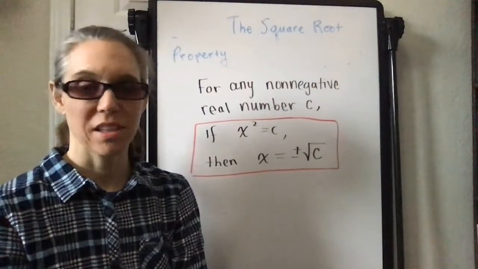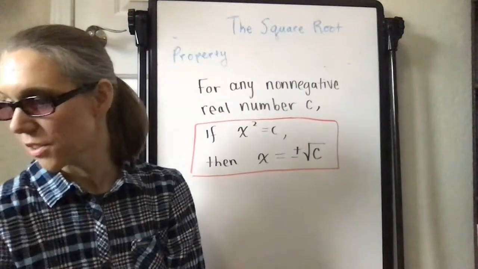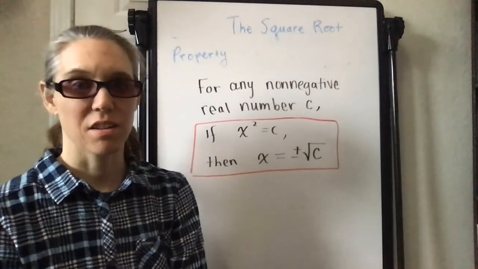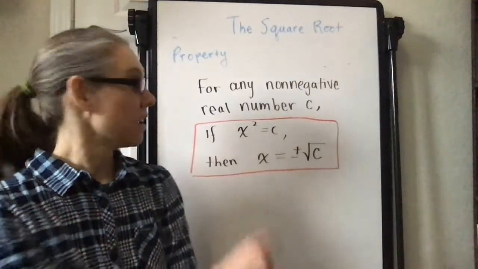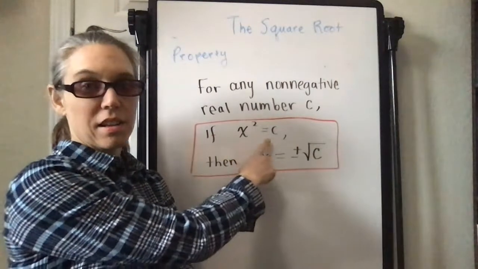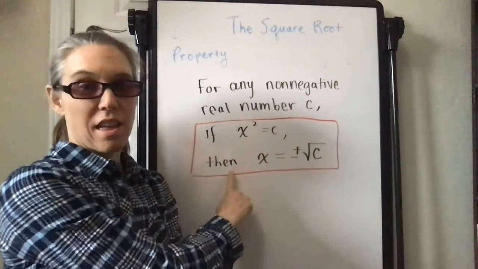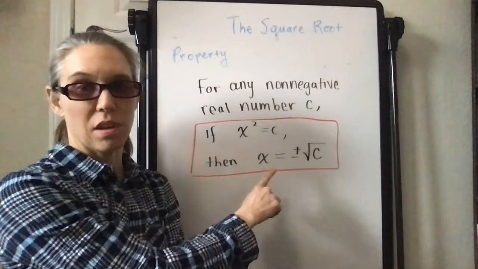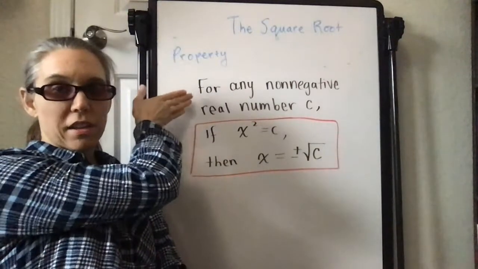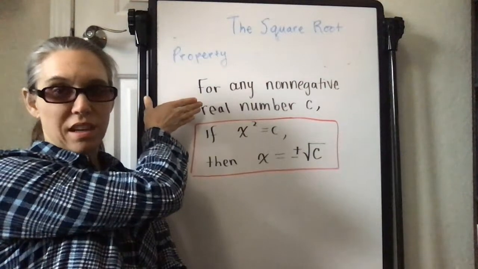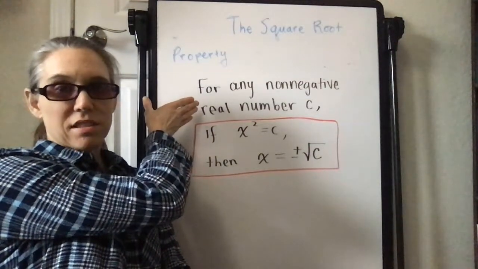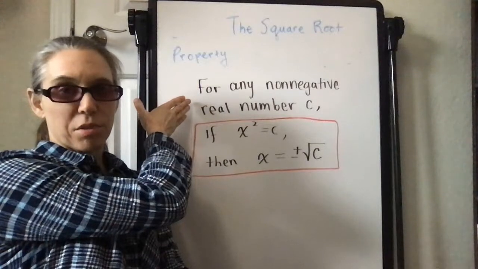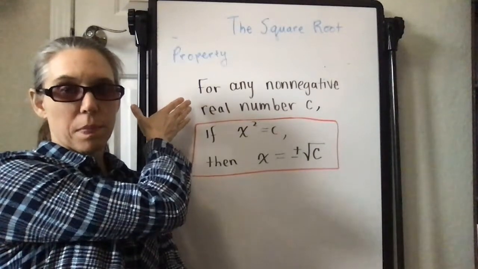The square root property, as found on page 679 in your book, says that for any non-negative real number c, if x squared is equal to c, then x is equal to plus or minus the square root of c. So this first part right here is just the disclaimer we've already discussed. The number inside the radical is going to be a non-negative real number so that this all works out.